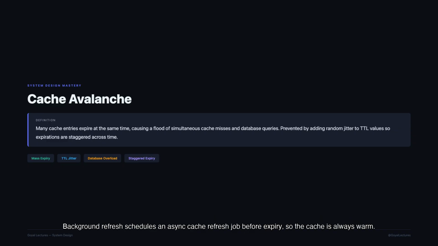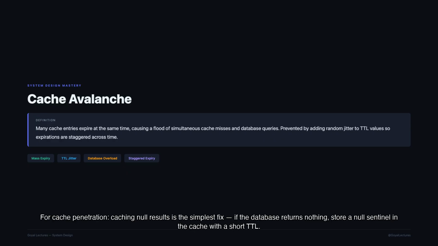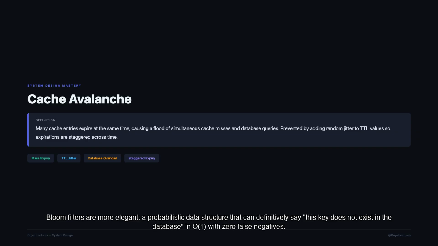For cache penetration, caching null results is the simplest fix. If the database returns nothing, store a null sentinel in the cache with a short TTL. Bloom filters are more elegant. A probabilistic data structure that can definitively say this key does not exist in the database in O(1) with 0 false negatives. Any request for a key the Bloom filter rejects never reaches the database at all.